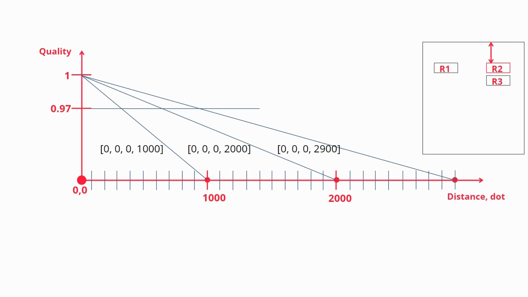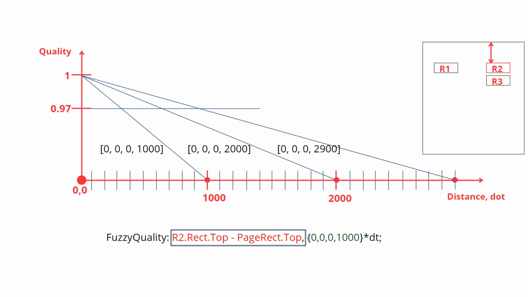Utilizing FlexiLayout Language's fuzzy quality function permits us to specify a fuzzy interval, and then it adjusts the element's hypothesis quality accordingly. For instance, if we're specifying the proximity of the R2 rectangle top to the page top edge, we can utilize the fuzzy quality function: fuzzyQuality(r2.rect.top - pagerect.top, 0, 0, 0, 1000, dots). Here, this red text represents the calculation of the distance between the top of the R2 rectangle and the top of the document page.